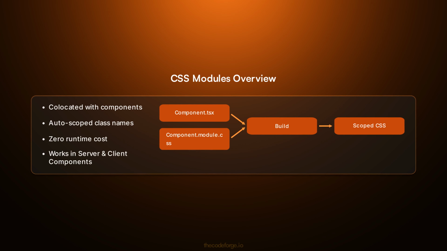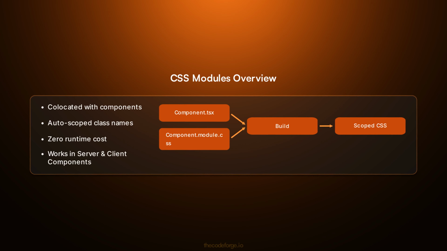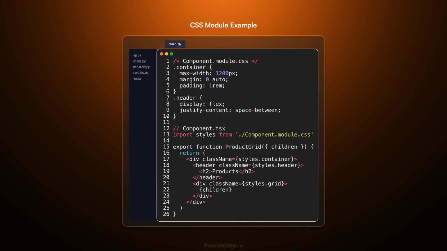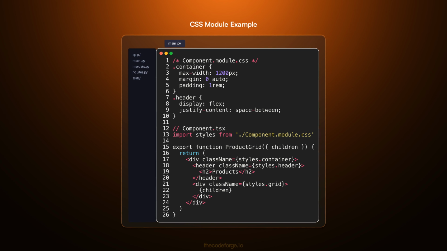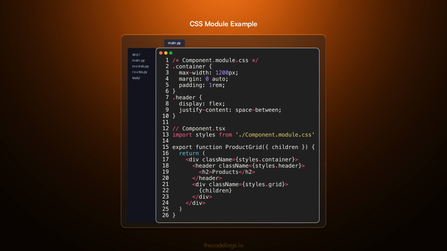CSS modules are the most performant styling approach for Next.js server components. They're co-located with components, auto-scoped to prevent collisions, and have zero runtime cost since CSS is extracted during build. Here's a CSS module example. The styles are imported as an object, and class names are accessed via properties like styles.container. The build process generates unique class names to prevent collisions.